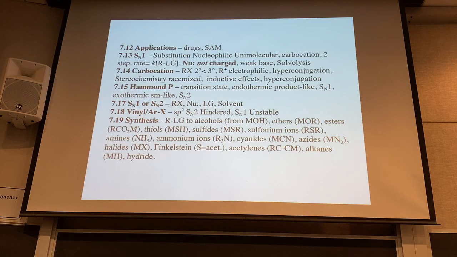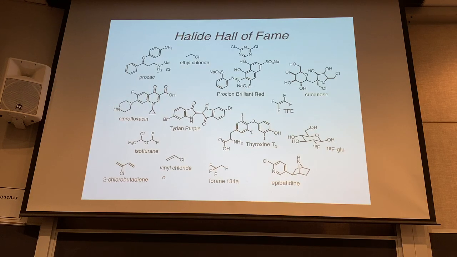So SN1 versus SN2. Vinyl and aromatic, no, we don't do these type of substitution reactions on those. Then synthesis, here's the variety of compounds you can make there, okay? So, well, maybe, yeah, okay, let's stay here. I don't want to keep going back and forth. So let's look at the Hall of Fame, halides, very important class of compounds. We're going to do the naming. You're probably familiar with some of these.